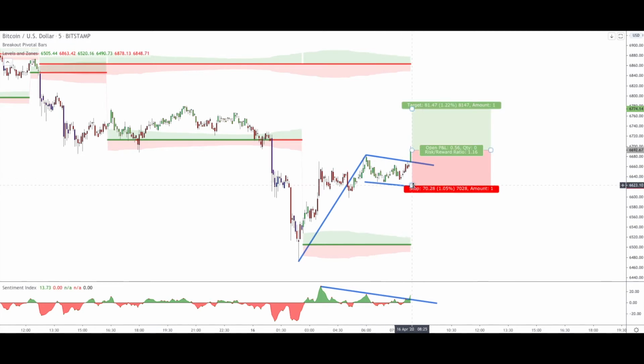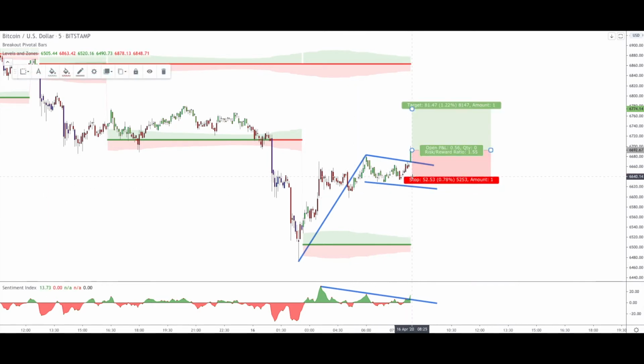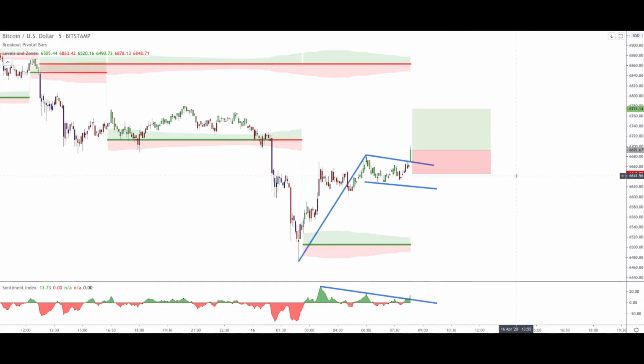But if you are more confident in this type of setups, and in particular in this kind of price action, then we can be a little bit more strict on the stop loss and maybe set it like this. Let me see. Yeah, it should be okay.